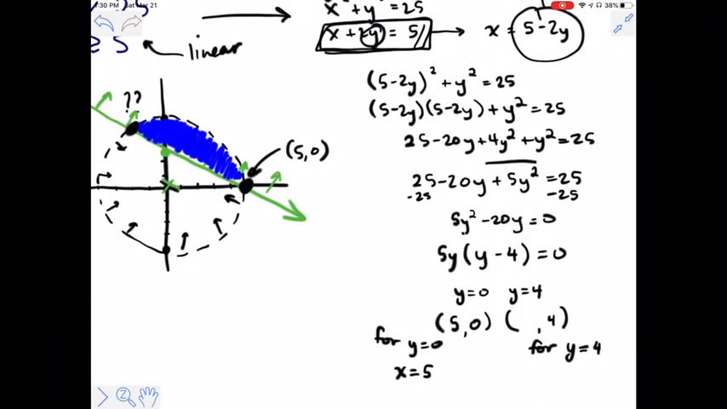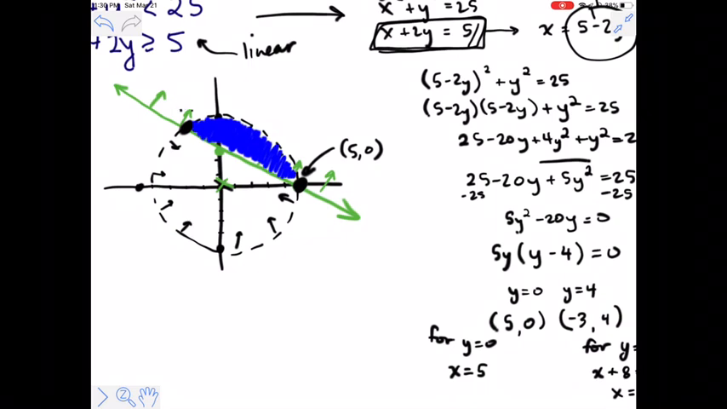if I plug a 4 in there for that y, 2 times 4 is 8, so I have x plus 8 equals 5. Subtract 8, and I get x equals -3. So the other point there was the point -3, 4.